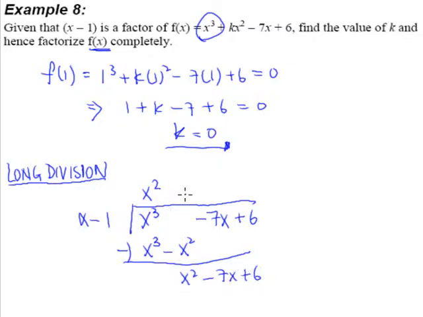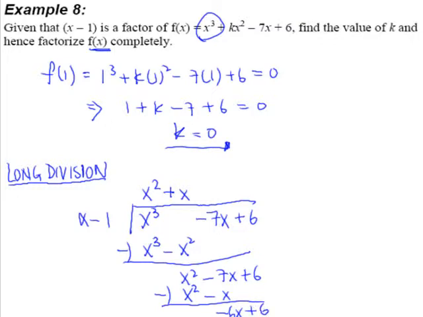So again repeat the same process, something multiplied by x will give me an x squared. So that something has to be an x, isn't it? So x multiplied by x will give me an x squared, and this x multiplied by a negative 1 will give me a negative x. Okay, and there's a minus here. So negative 7 minus negative x will be negative 7 plus x, and that will give me a negative 6x plus 6.